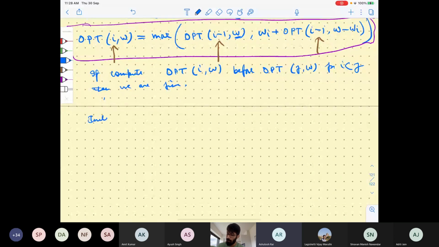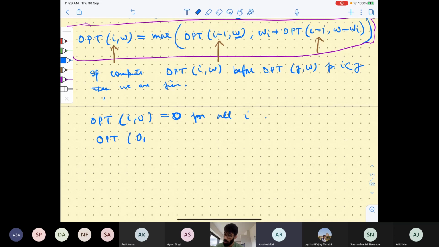So initially, what we can define is, of course, opt of i comma 0 is equal to 0 for all i, because if you have zero capacity, then of course you cannot get anything. And actually, we want something more also: opt of 0 comma w, because this is going to be our induction. If you don't have any requests, of course you can't fill anything. So opt of 0 comma w is equal to 0 for all w.